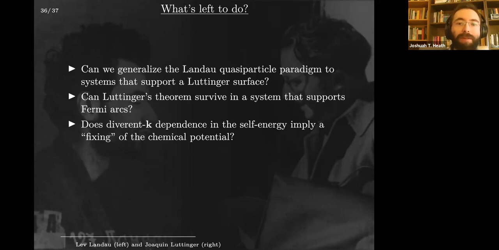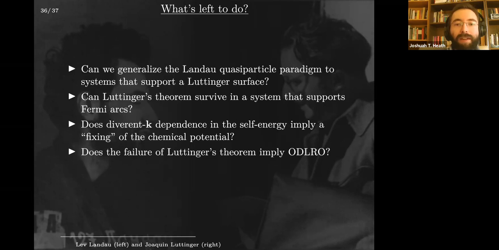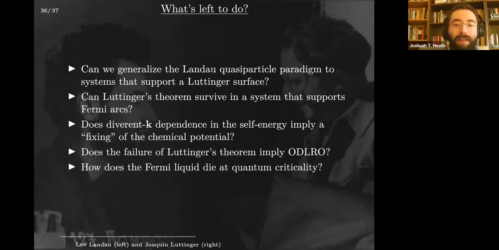Can we show this in a specific model? Some generalization of the Hubbard model, maybe? Does Luttinger's theorem apply with off-diagonal long-range order? That's something very interesting to look at. And then, how does the Fermi liquid die at quantum criticality?